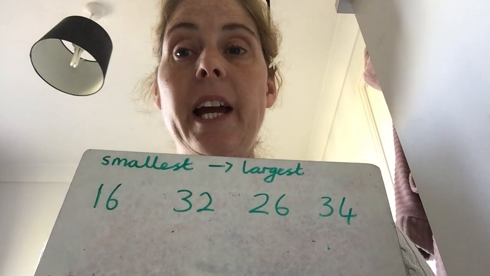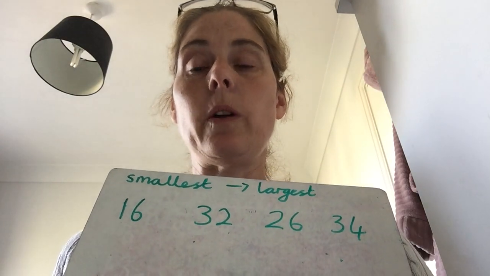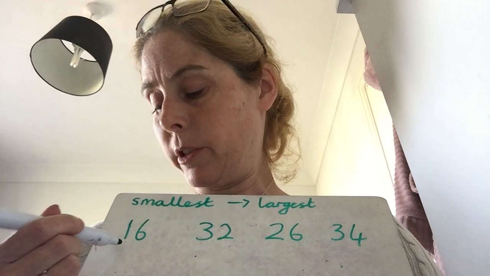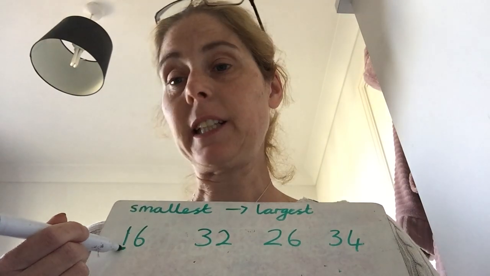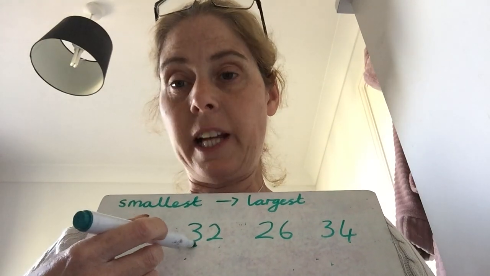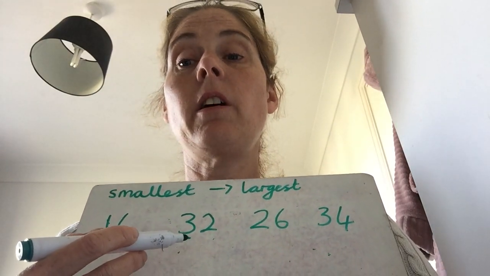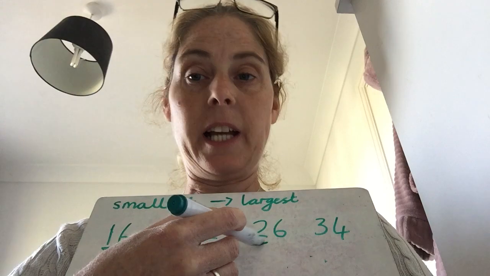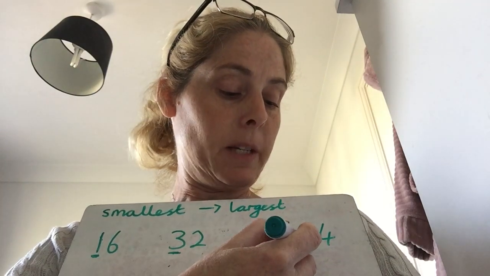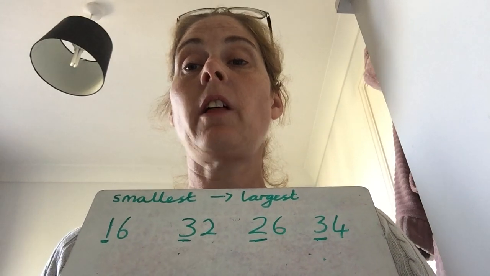Now again, like before, we always look at the tens first. So we're going to look at the tens. This one has how many tens? 1. How many tens does this one have? 3. How many tens does this one have? 2. And how many tens does this one have? 3.